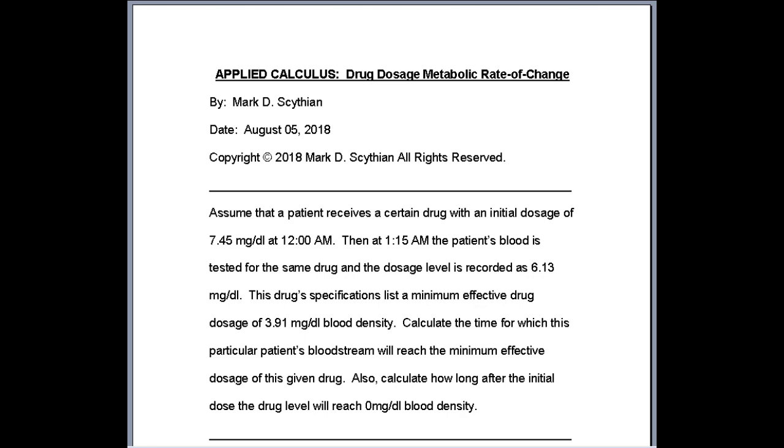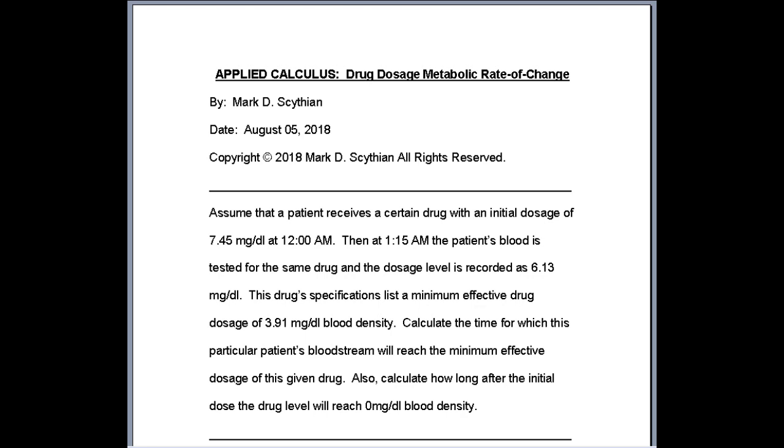Assume that a patient receives a certain drug with an initial dosage of 7.45 milligrams per deciliter blood density of the drug at 12 a.m., and then at 1:15 a.m., or 75 minutes thereafter, the patient's blood is tested for the same drug and the dosage level is recorded at 6.13 milligrams per deciliter blood density. This drug's specifications list a minimum effective drug dosage of 3.91 milligrams per deciliter blood density.